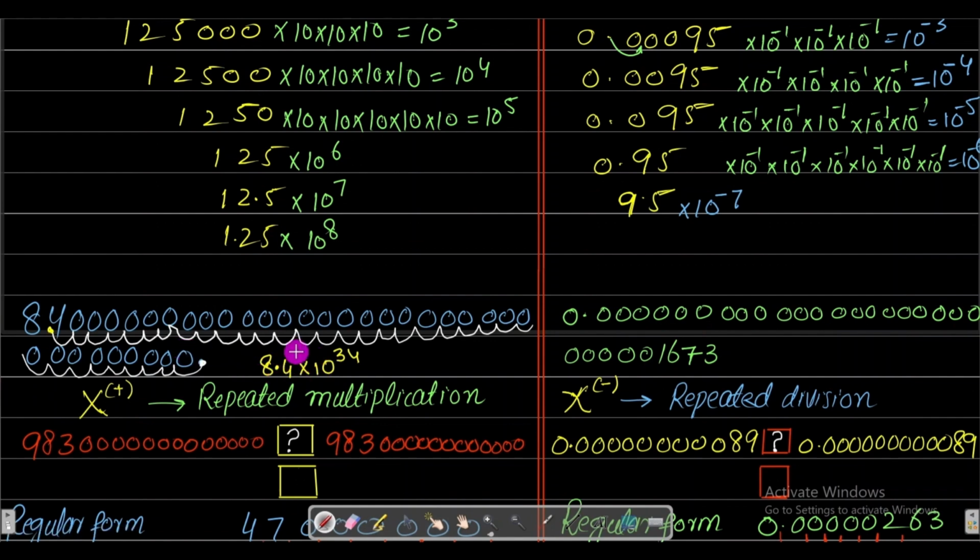And the magnitude of this number and the magnitude of this number is the same. So this is the scientific form of this regular form. This is the regular form, and this is the scientific form. As I discussed before, this 10 power 34 is actually 34 times multiplication of the tens with 8.4.